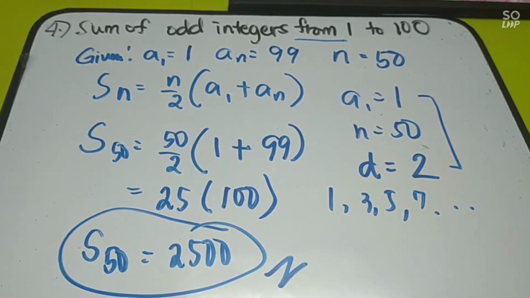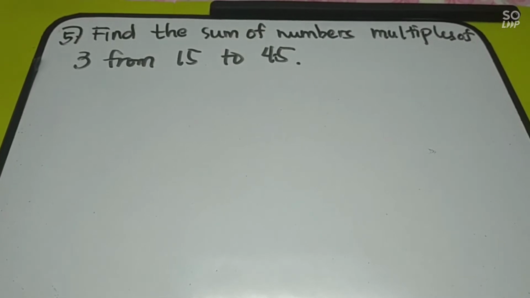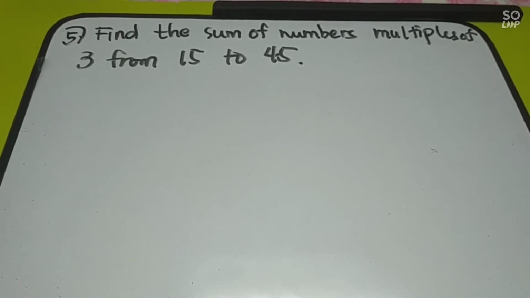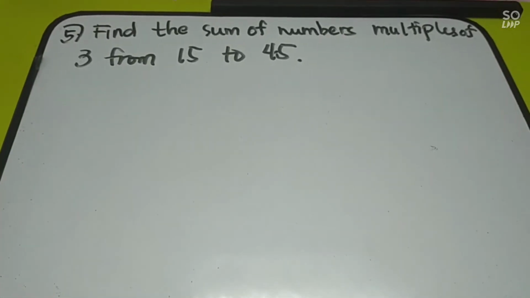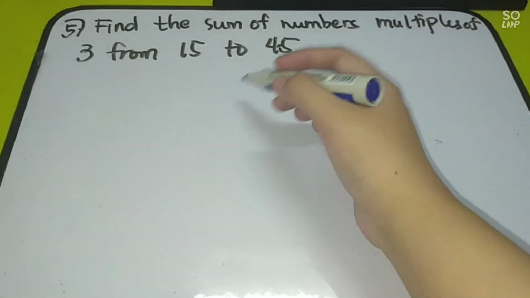Next tayo, let us have number 5. Number 5. Find the sum of numbers multiples of 3 from 15 to 45. Sabi niya, multiples of 3. So, syempre, dapat divisible by 3. Simula kay 15 to 45. As you can see, dito, pwede nating makuha yung first term at last term din.